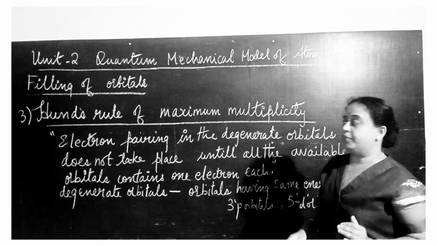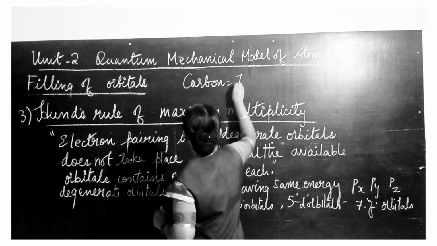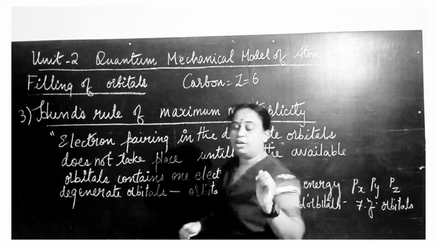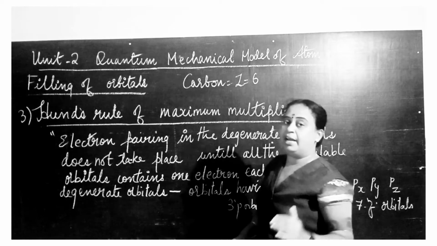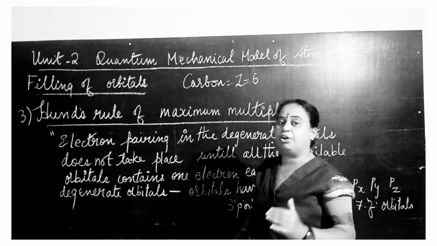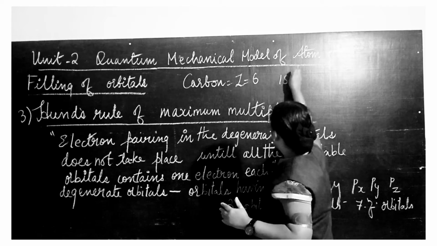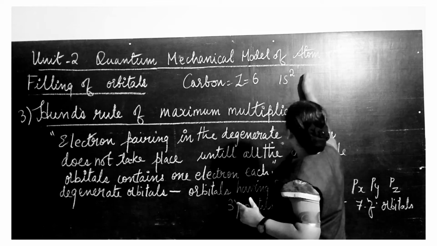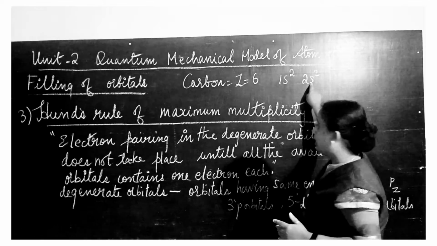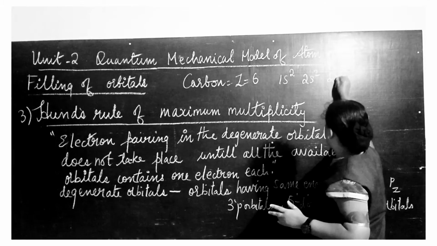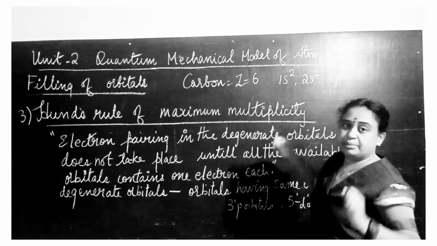Now let us take the example of carbon. Carbon, we know, its atomic number is equal to 6. That means 6 electrons are present in carbon atom. According to Aufbau principle, electrons are filled in the increasing order of energy. So these 6 electrons are filled like 2 electrons in the s orbital, 1s2, 2s2, another 2 electrons in the second shell s orbital, and another 2 electrons in the second shell p orbital. So this is according to the Aufbau principle.